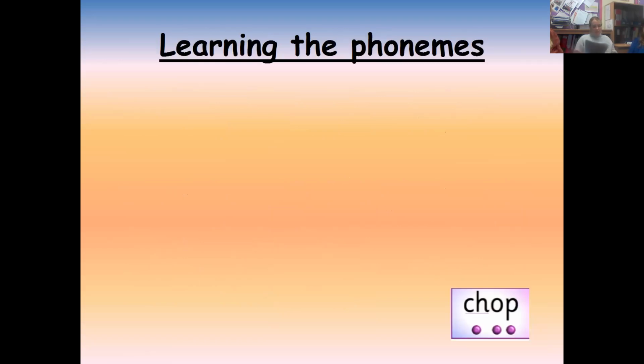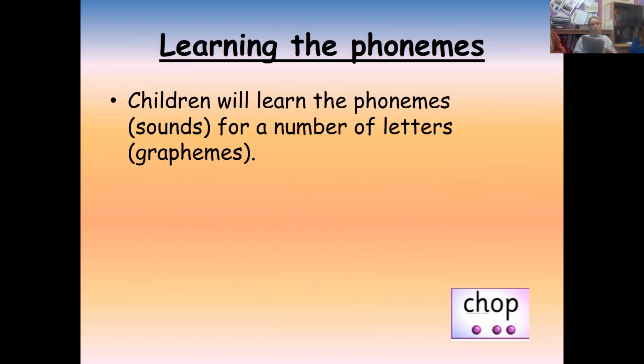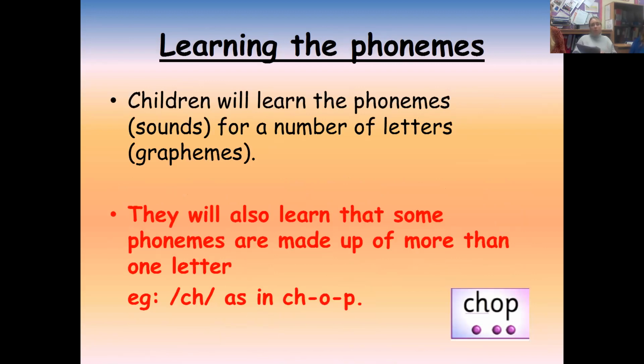So then next we've got learning the phonemes. Children will learn the phonemes, the sounds for a number of letters, the graphemes. They will also learn that some phonemes are made up of more than one letter. So we've got the example here, chop: ch, o, p. Although it has 4 letters in it, we learn that the ch is made up of what we call a digraph, 2 letters that make one sound. As in the example, you can see there are 3 buttons rather than 4, because we encourage the children to read the ch sound as one sound.